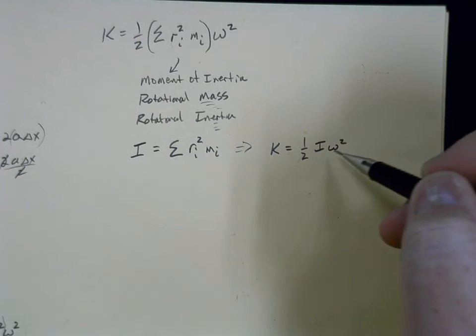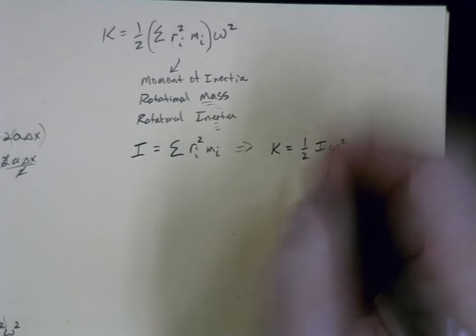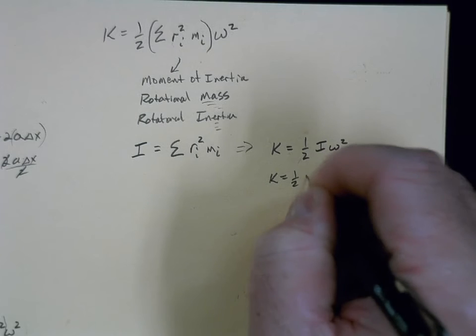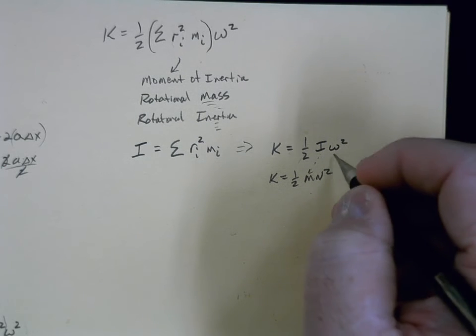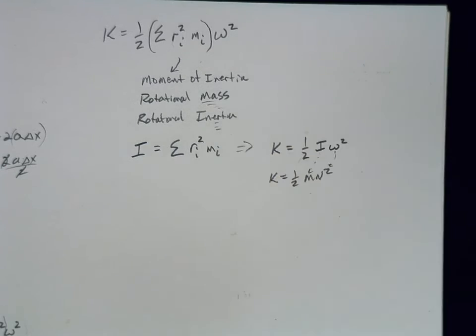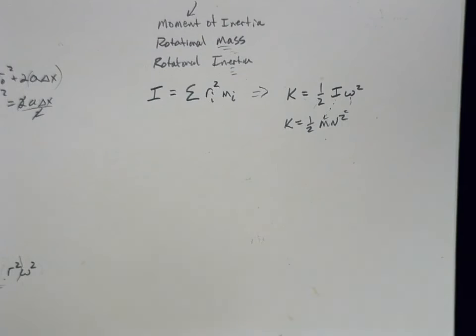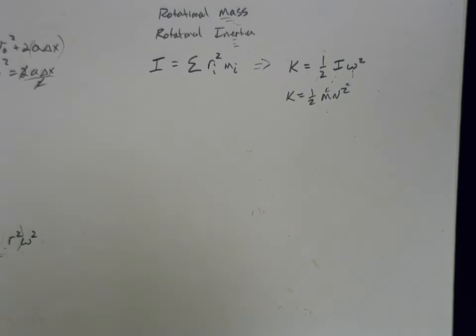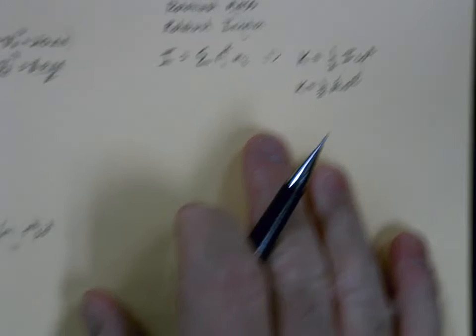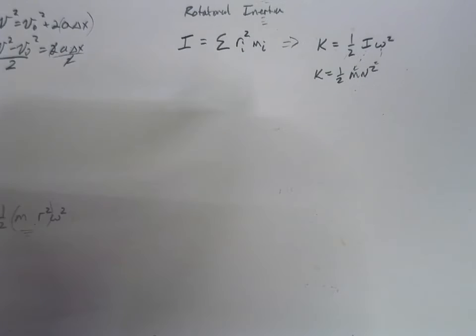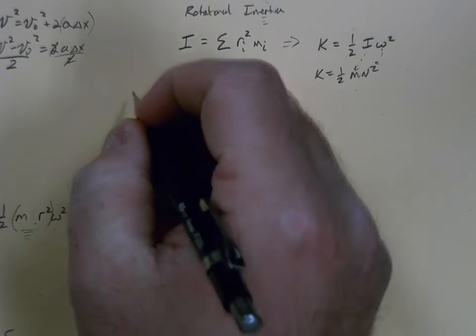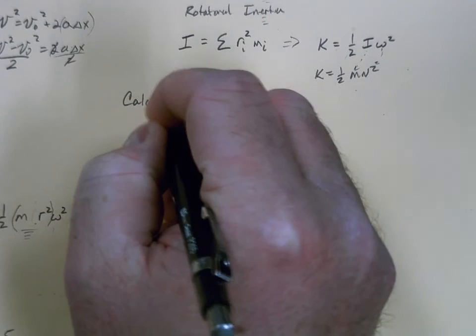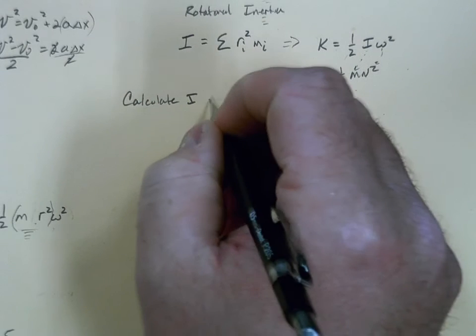And this looks a lot closer to K equals 1/2 mv squared, where that I is our analog to mass and omega is our analog to velocity. Okay, so we have this new analogous variable, the rotational mass, or rotational inertia. Now, as I said, you guys know where this is going, because whenever you see a sum, you know that there's an integral coming. So we need to learn how to calculate the moment of inertia for extended bodies.